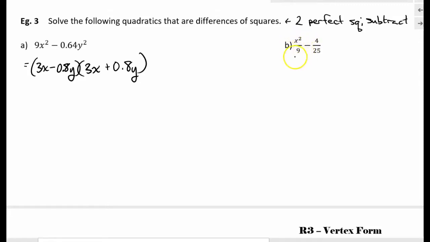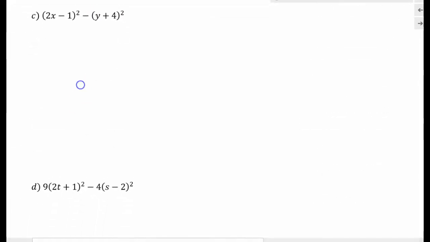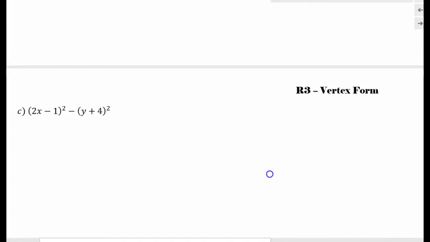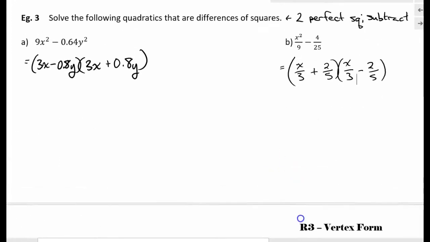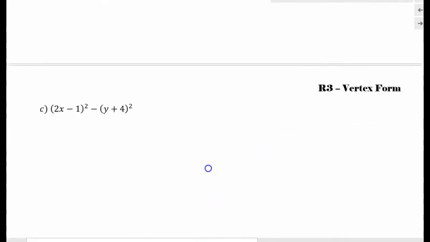Second one, just because it's in the denominator doesn't mean it's not a perfect square. So in this case, we're dealing with x over 3 as our first term in both brackets. We're dealing with 2 over 5 as our second term in both brackets. It's just opposite signs. And that's it. That's all I have to do. Ta-da! Okay. So when we get to C, same principles apply. D, same principles apply. We're just doing a little bit of both. Now we're taking those first steps of dealing with perfect squares and also dealing with binomials within polynomials.